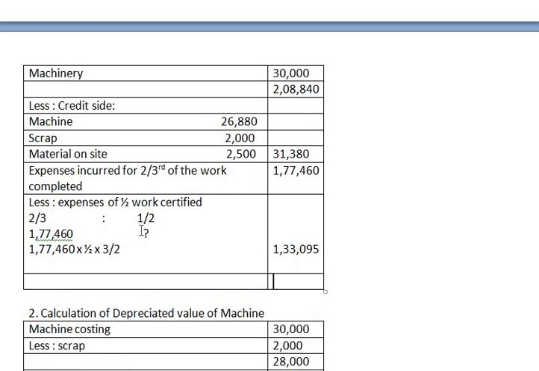If you deduct, you will get 44,365. Now 44,365 is work uncertified. Okay, now take it here.